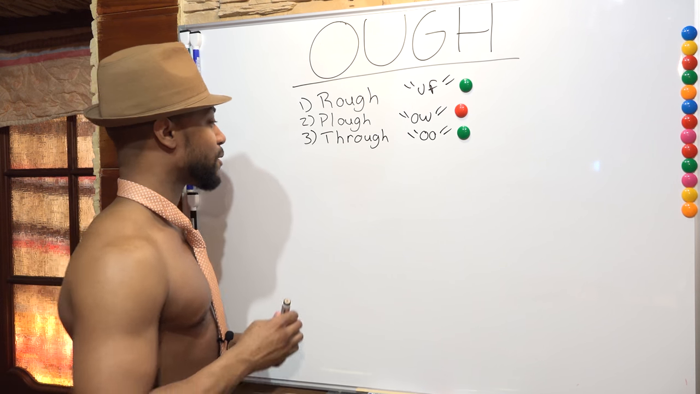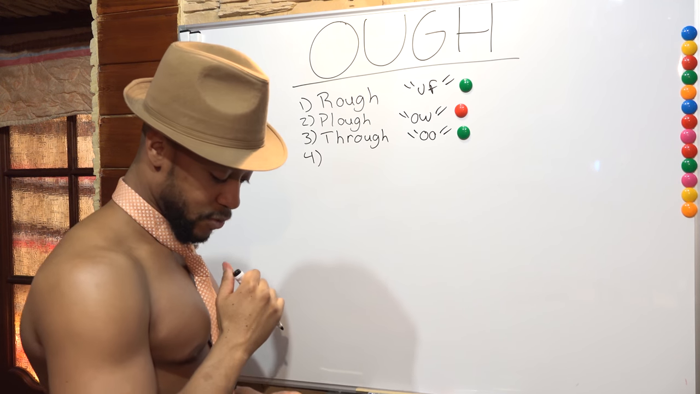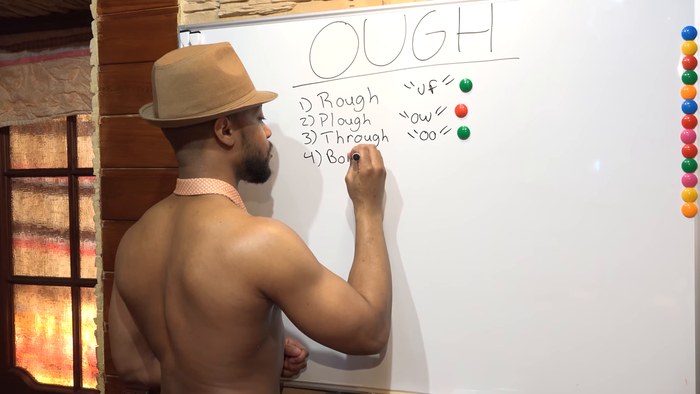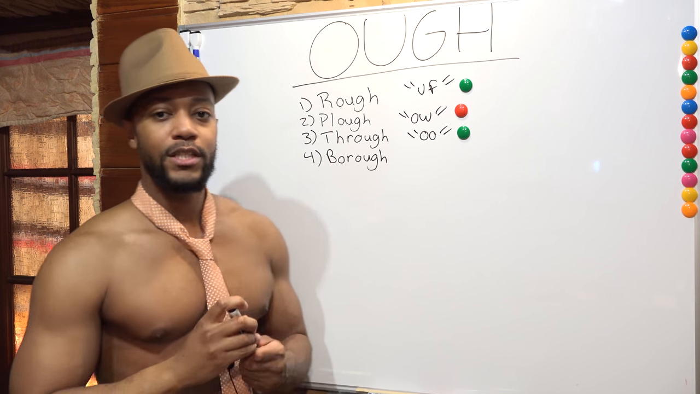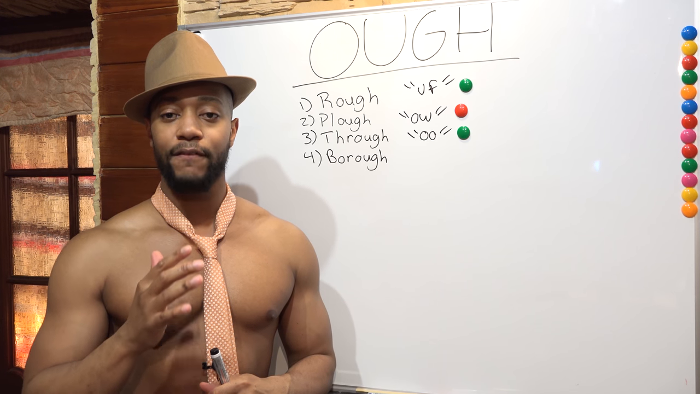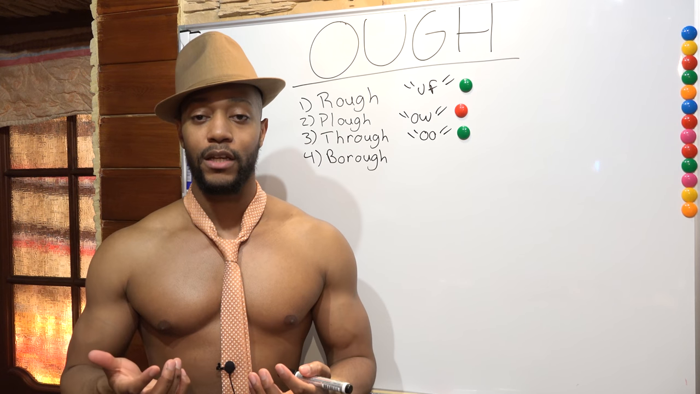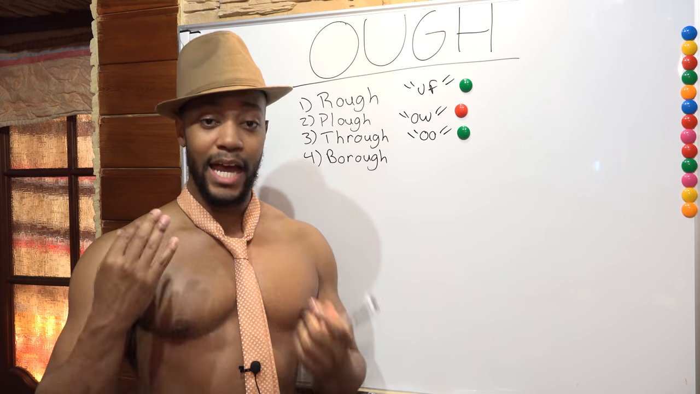All right? Next one. So we have Uff, Ow, Ooh. Next one is this word. And this one is important. If you've been to New York City, you should know this. We have five of these in New York City. All five of these together make New York City one. So there's Brooklyn, there's the Bronx, Queens, Staten Island.